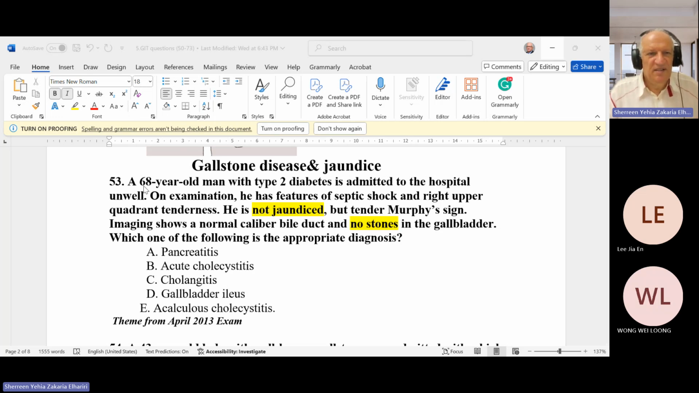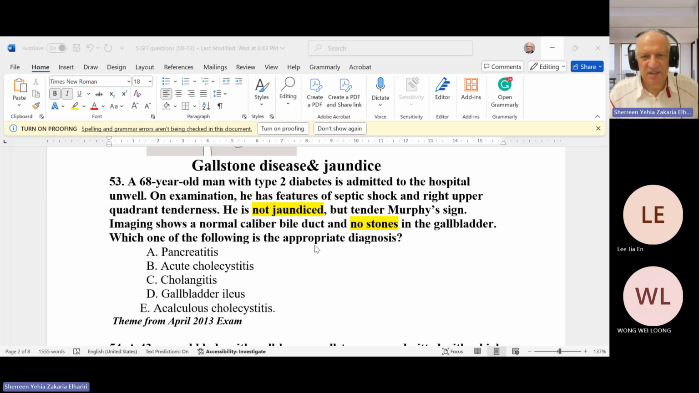Jaundice is common. A 68-year-old man with type 2 diabetes mellitus is admitted to the hospital unwell. On examination, he had features of septic shock and right upper quadrant tenderness. He is not jaundiced, but has a tender Murphy sign. Imaging shows a normal caliber bile duct, no stone in the gallbladder. What is the appropriate diagnosis? So this patient mimics acute cholecystitis, but non-calcular because there is no stone and no jaundice.